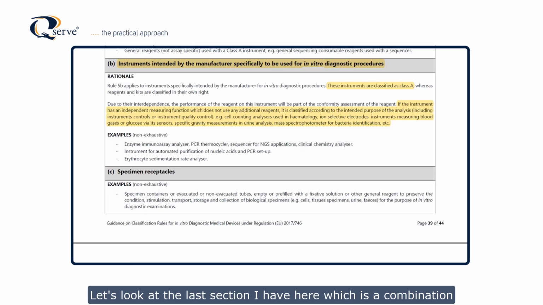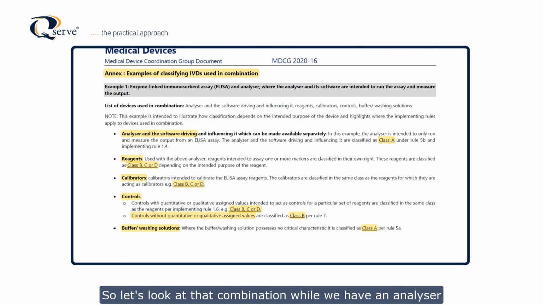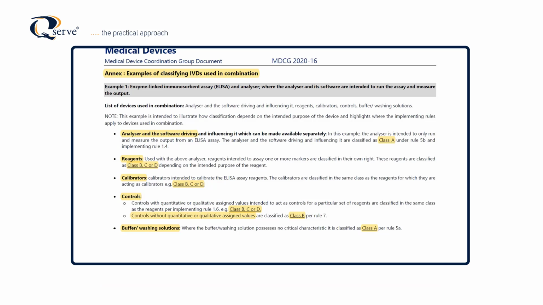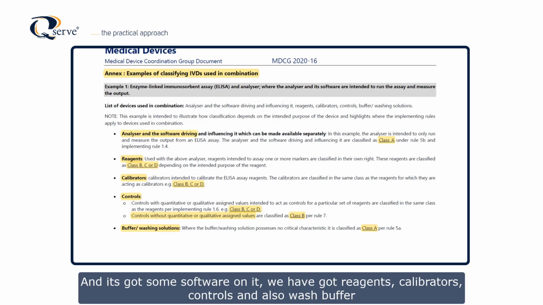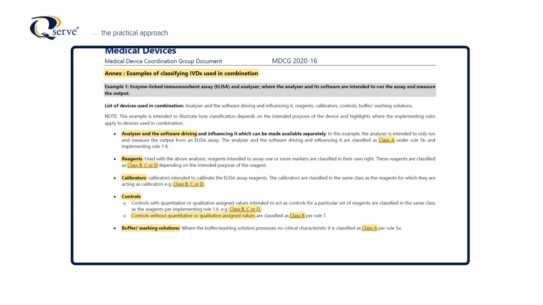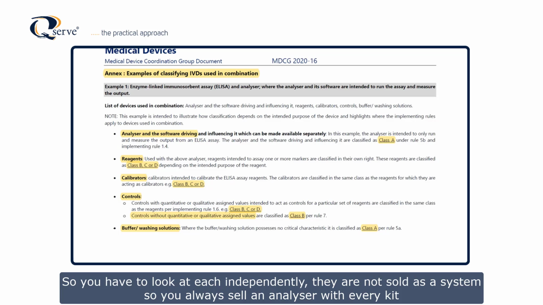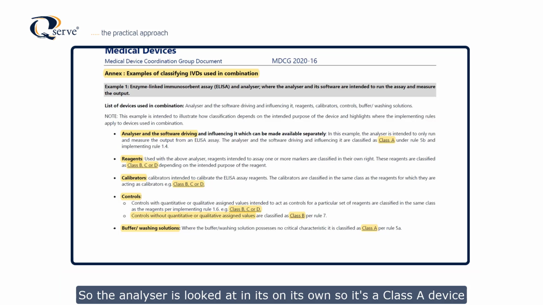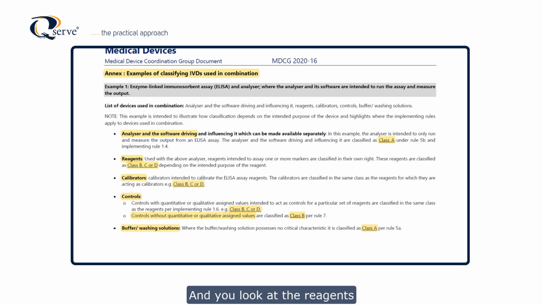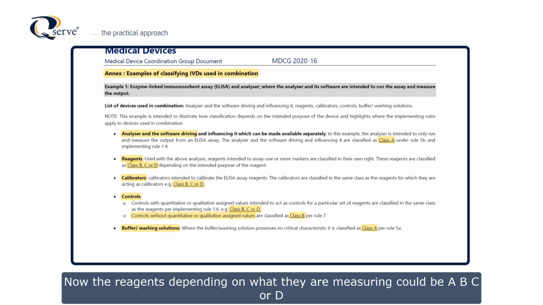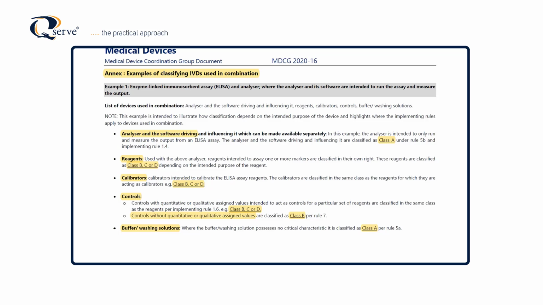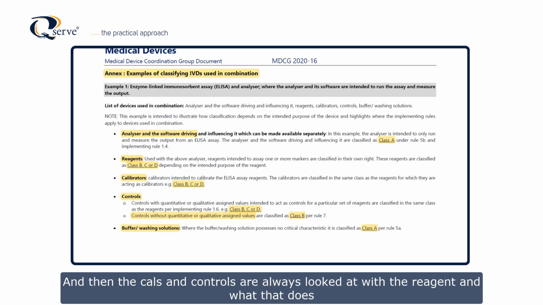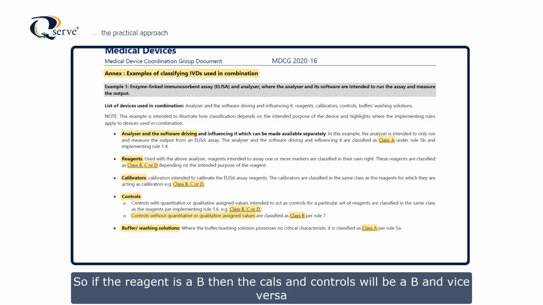So let's look at the last section I have here, which is a combination. So let's look at that combination where we have an analyzer and it's got some software on it. We've got reagents, calibrators, controls, and also a wash buffer. So you have to look at each independently. They're not sold as a system, so you always sell an analyzer with every kit. So the analyzer is looked at on its own, so it's a Class A device. And you look at the reagents. Now the reagents, depending on what they're measuring, could be A, B, C, or D. And then the cals and controls are always looked at with the reagent and what that does. So if the reagent's a B, then the cals and controls will be a B, and vice versa.